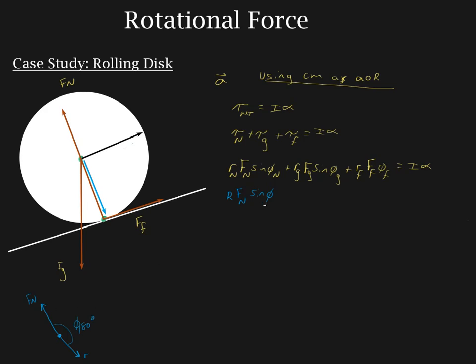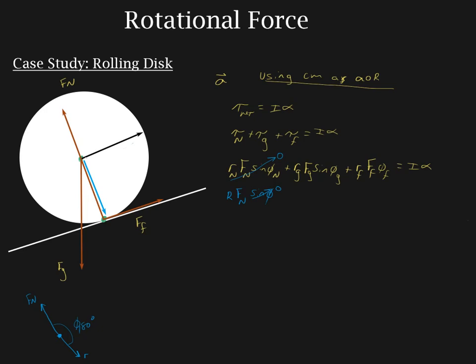So phi is 180, but the sine of 180 is 0. So what that means is this whole term is going to go to 0. Sine of phi is 0. So good, we've eliminated one of our torques. That's awesome sauce.